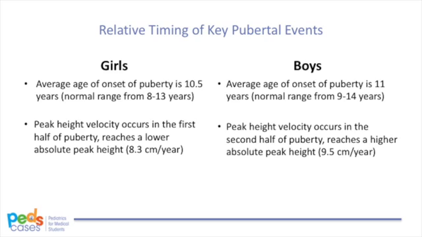Conversely, we can set cutoffs for delayed puberty as being no breast development for girls over the age of 13 years and no testicular enlargement for boys over the age of 14 years. Second, because boys attain their peak height velocity later than girls and also attain higher peak height velocity compared to girls, men are in general ultimately taller than women, with about 10 centimeter height difference on average.